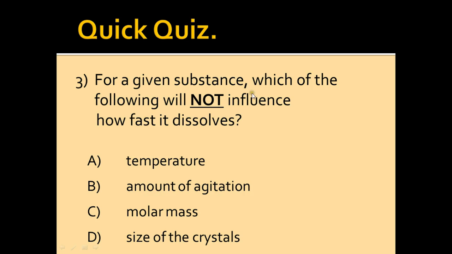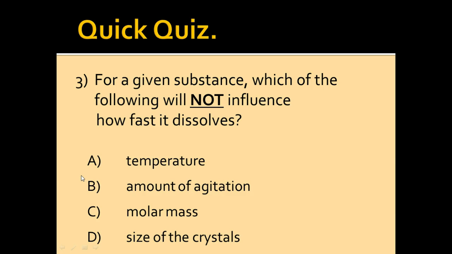For a given substance, which of the following will not influence how fast it dissolves? A. Temperature. B. Amount of agitation. C. Molar mass. Or D. Size of crystals. You can think of amount of agitation as stirring. So it should be temperature, stirring, molar mass is the same, and size of crystals could be the size of the solute. So which of the following will not influence how fast it dissolves?